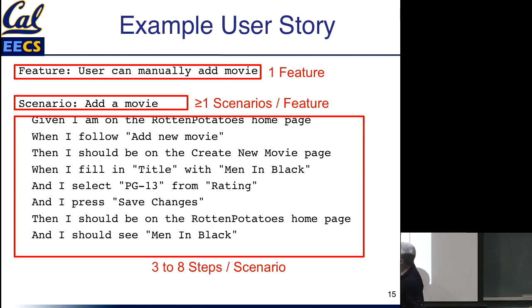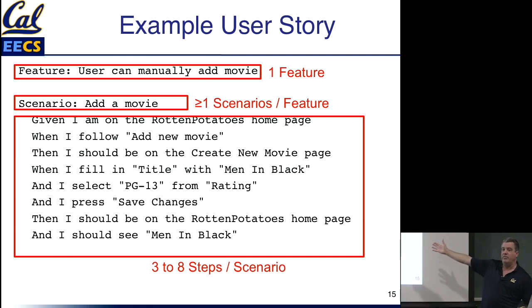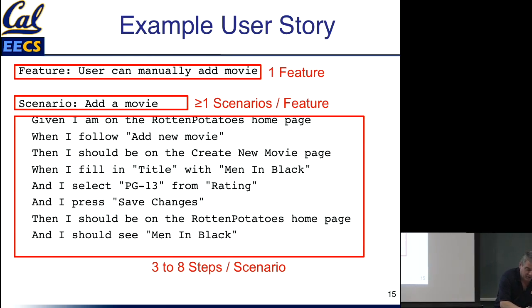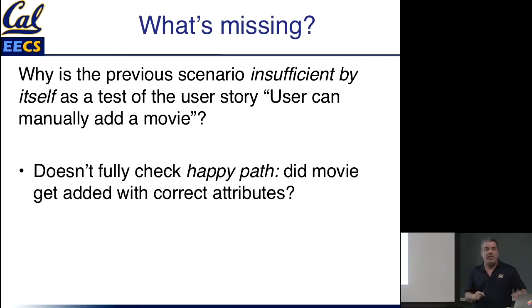I mean, I filled in a title and I filled in a rating. Where am I checking that the title and rating I filled in actually were correctly saved? Right? In this example, I'm actually not. So in fact, not only does it only check the happy path without checking the sad paths, it also doesn't really fully check the happy path.